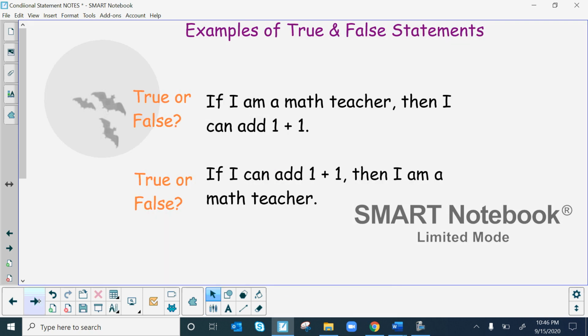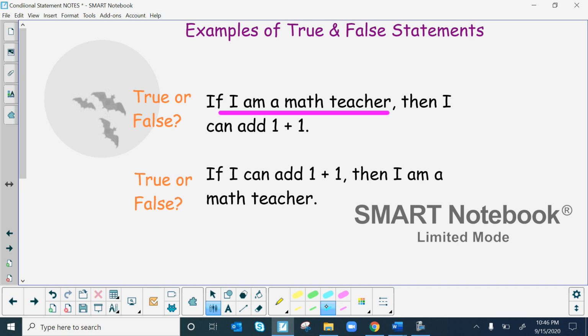This one's a pretty simple one, non-math related. Well, kind of. It says, if I am a math teacher, then I can add 1 + 1. Is this true or false? One thing to remember: you cannot change the hypothesis. Right now it says, if I am a math teacher, so we have a math teacher here, then I can add 1 + 1.